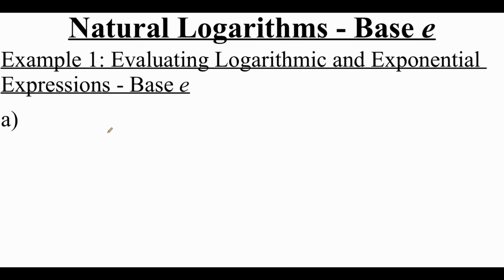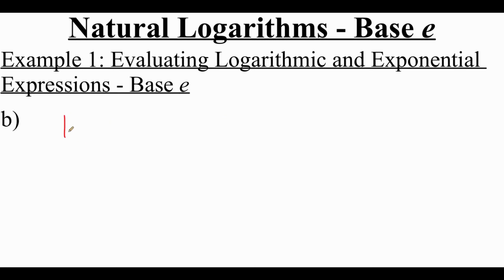So let's look at some examples in here. Let's say we had the ln of the square root of e, and we wanted to simplify this down. Well, we can take that square root of e, and a square root is the same as a 1/2 power. And then because this natural log is a base e, this natural log and this e are going to cancel each other out, and all we're going to have left over is that 1/2 power.